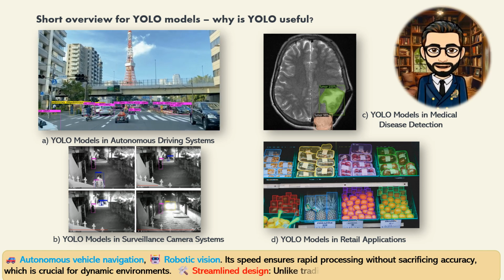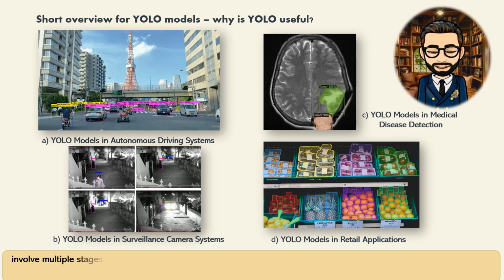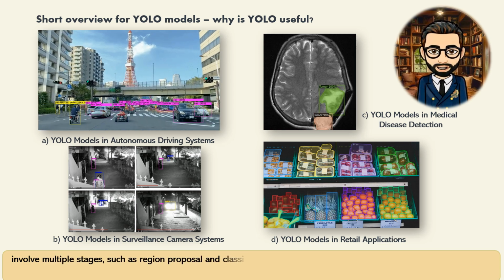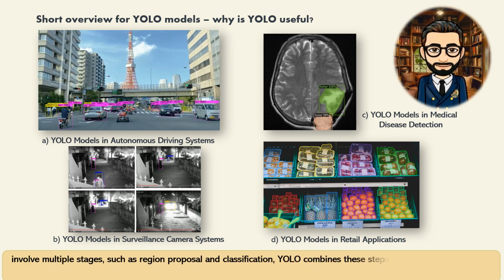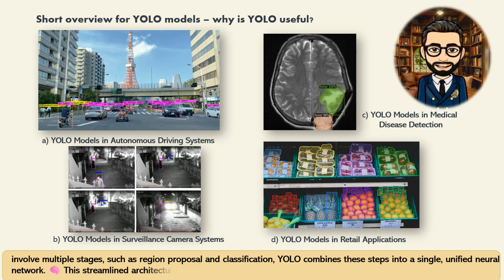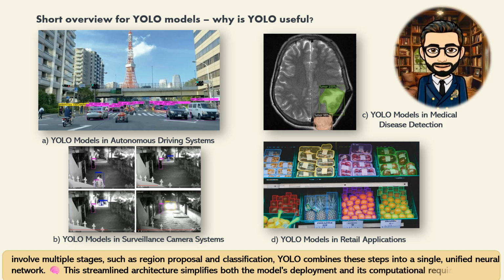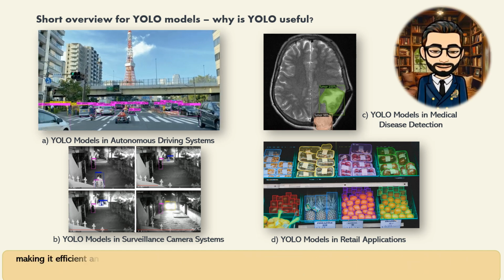Streamlined design. Unlike traditional object detection methods that involve multiple stages, such as region proposal and classification, YOLO combines these steps into a single, unified neural network. This streamlined architecture simplifies both the model's deployment and its computational requirements, making it efficient and easy to integrate into various systems.